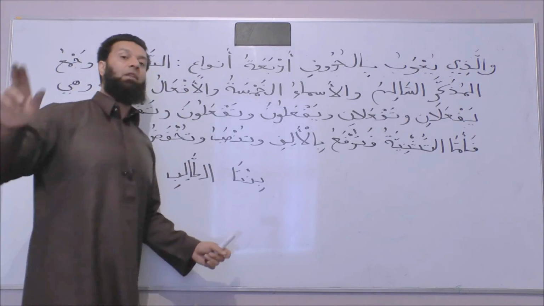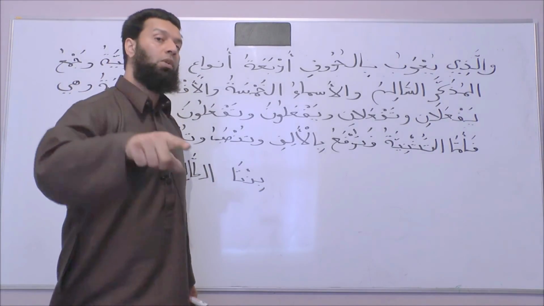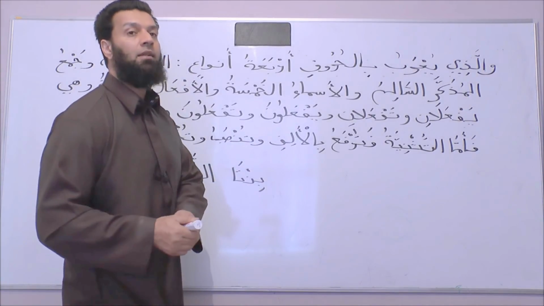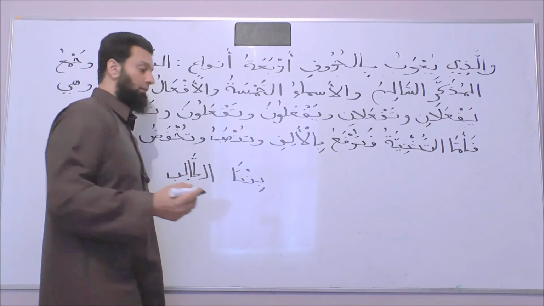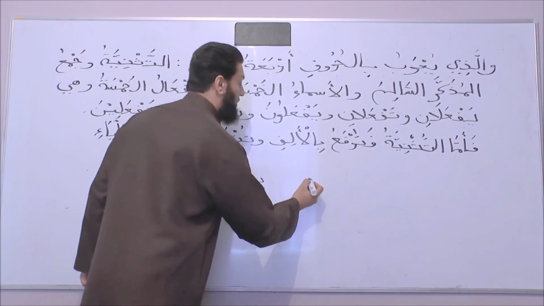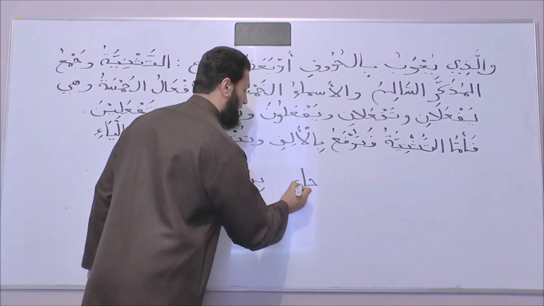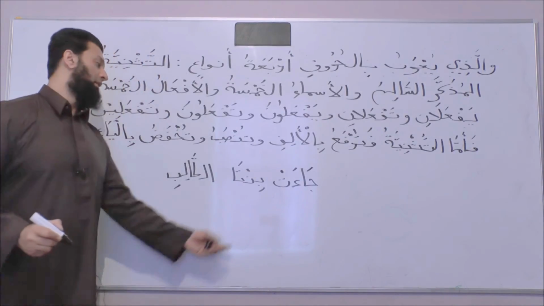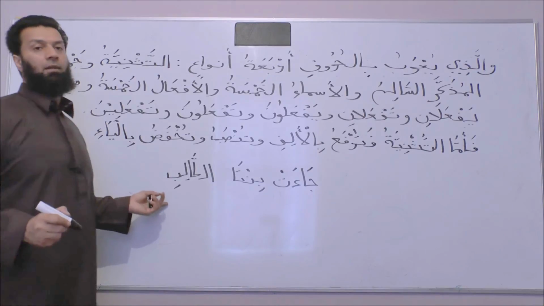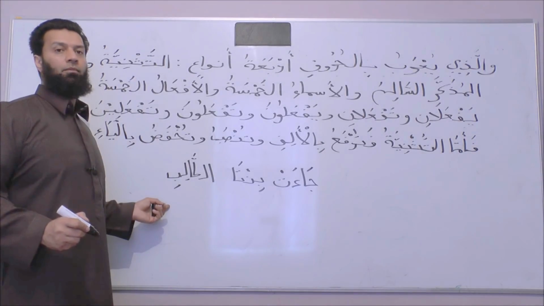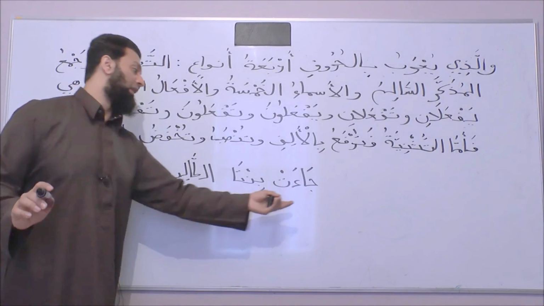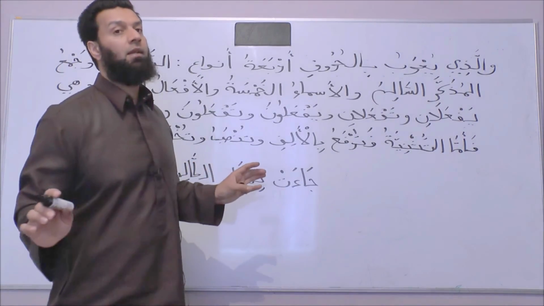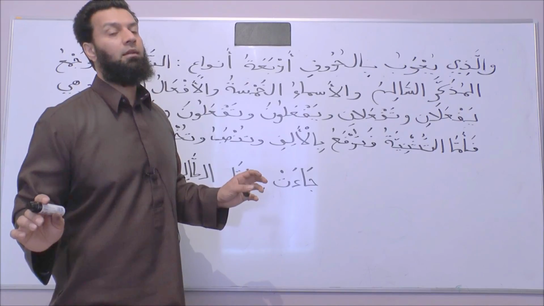Okay, so if we wanted to say the two daughters of the student came, how would we say it? جاءت بنتا الطالبي. That's correct now, yeah. Right? جاءت بنتا الطالبي in the مرفوع state.